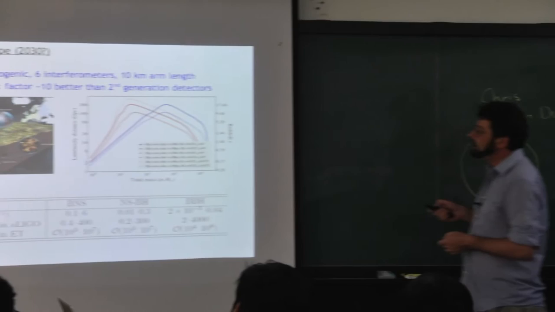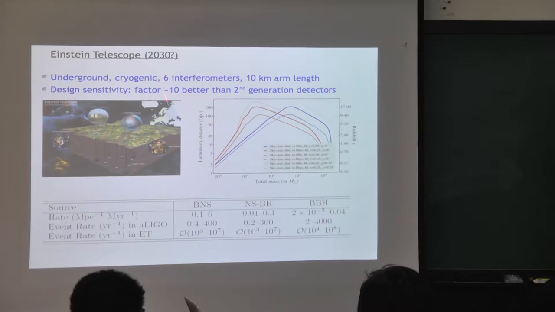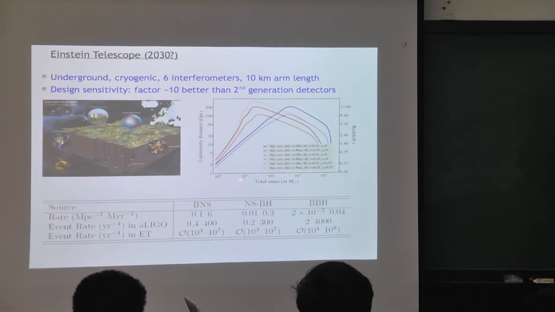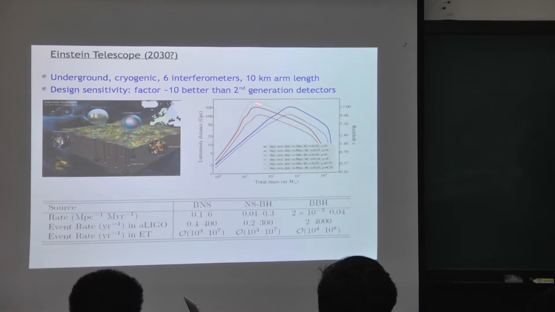In the case of Einstein Telescope, you will be able to see binary coalescences out to, here you see the mass range from one solar mass to tens of thousands of solar masses. Here you see the redshift, up to a redshift of 17. However, that is for systems that are rather heavy, that we may not see so often.